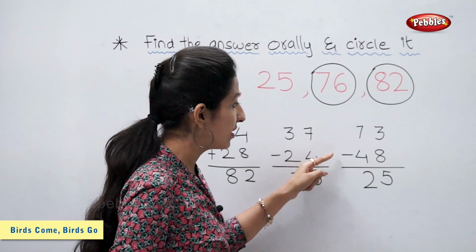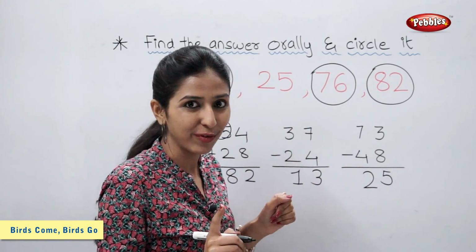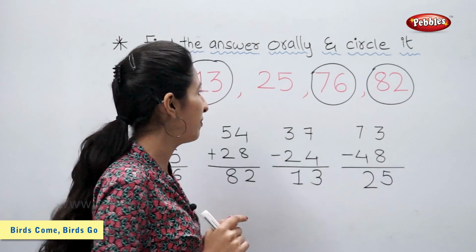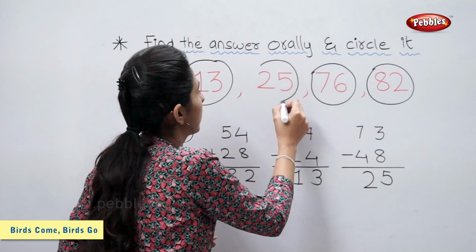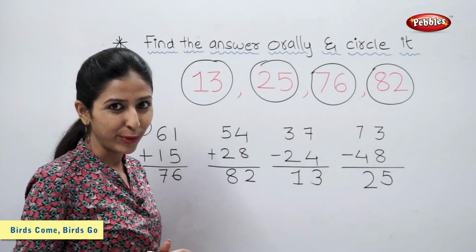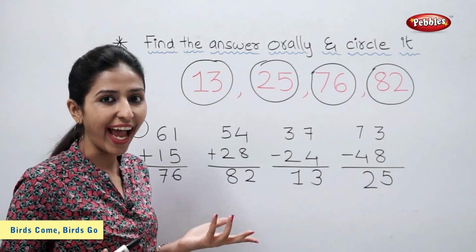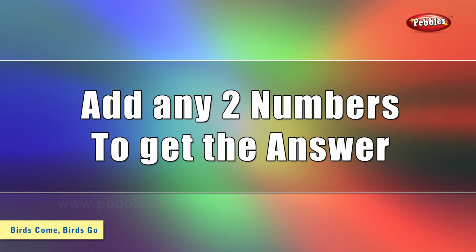73 minus 48 is equal to 25. Now let's circle 25. So students, now we have solved all these sums orally and quickly. Add any two numbers to get the answer.